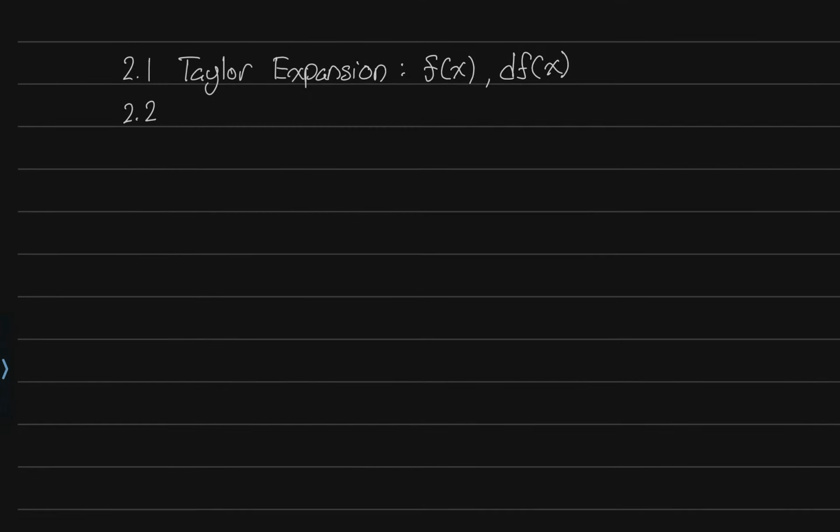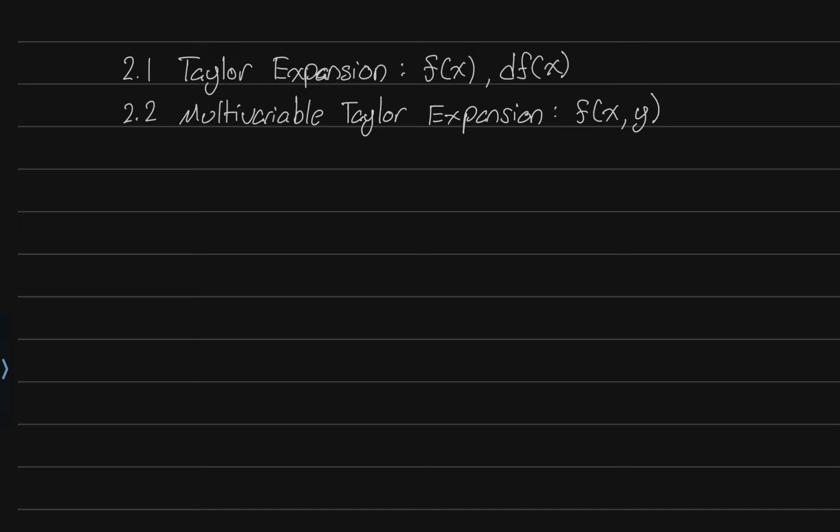2.2, I'm going to extend this definition a little bit to a multi-variable Taylor expansion. And specifically, we'll be focusing on functions like f of x, comma, y. So 2 independent variables.